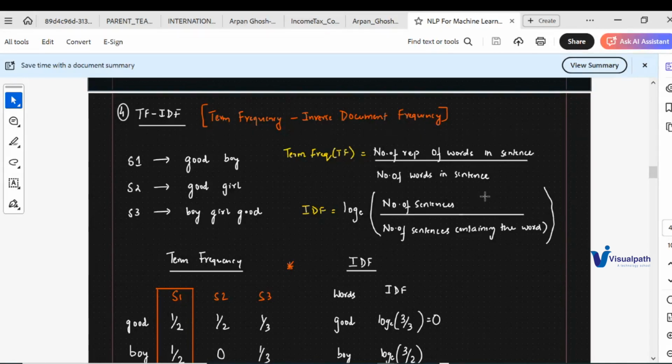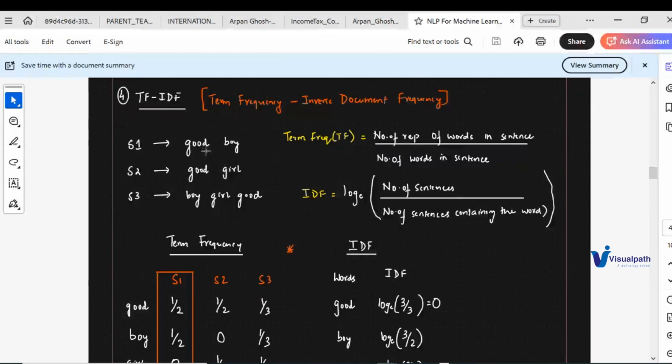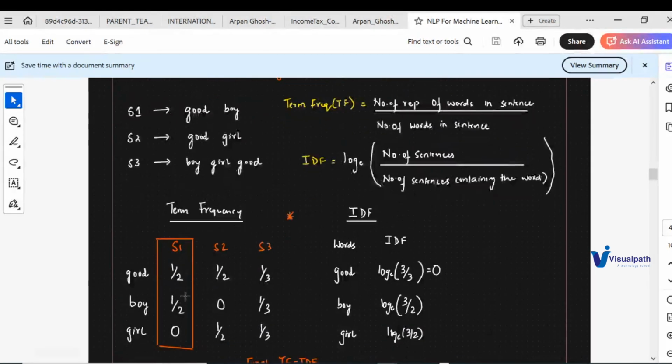Now if you see here, if I take this good boy, first sentence, good boy, girl, unique thing. How many times is good coming? Only one time. So the number of repeated words, only once it is coming.